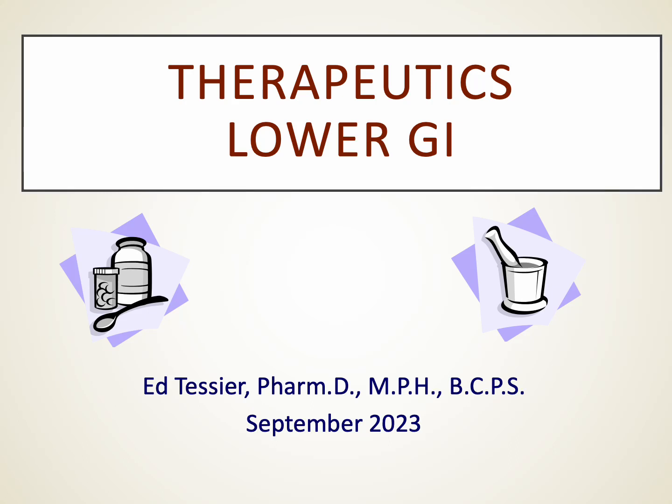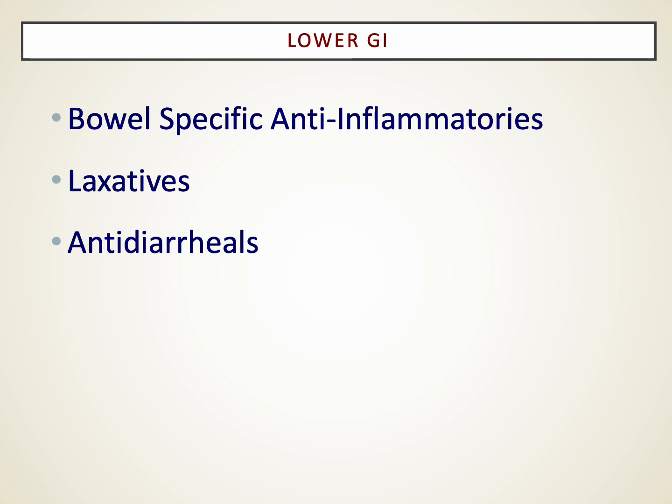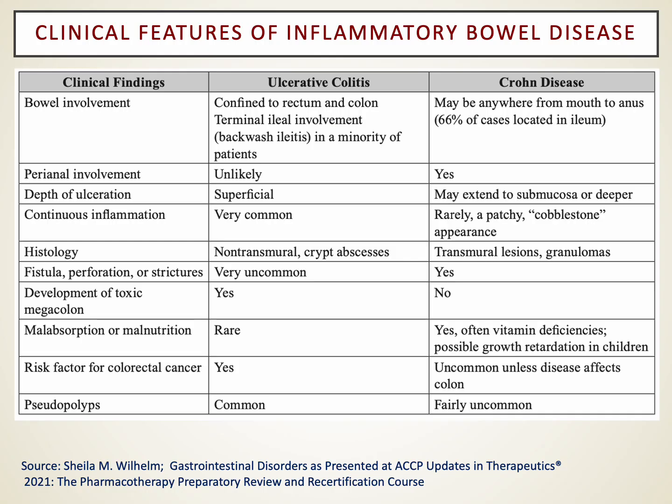Welcome back to the second presentation in GI. Our focus here is the lower GI. Here we'll focus on some issues in lower GI and wrap up things that we didn't cover in the first GI block. We're going to specifically talk about some of the bowel-specific anti-inflammatory regimens that are used for either Crohn's or ulcerative colitis or irritable bowel syndrome. We'll talk a bit about laxatives and antidiarrheals.